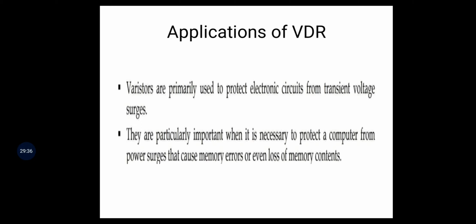So mainly VDRs are used in protecting electronic circuits from transient voltage surges. They are particularly important when it is necessary to protect a computer from power surges that cause memory errors or even loss of memory contents.